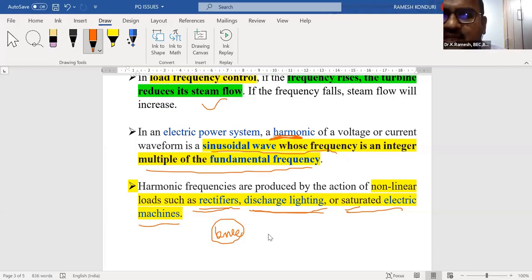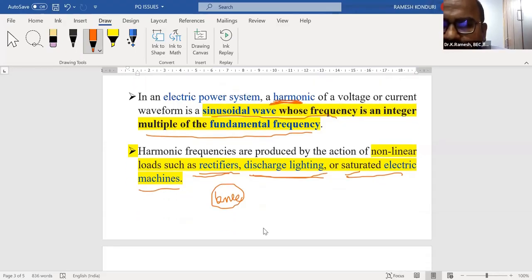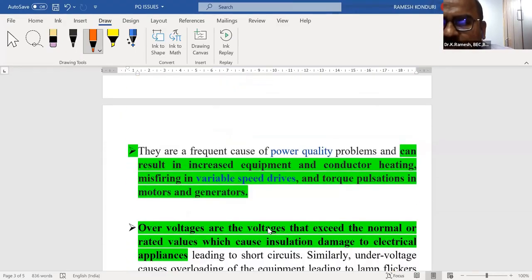In electrical machinery, the energy conversion takes place through a magnetic medium. So wherever the magnetic core is present, there the generation of harmonics will be taking place. So that's how.